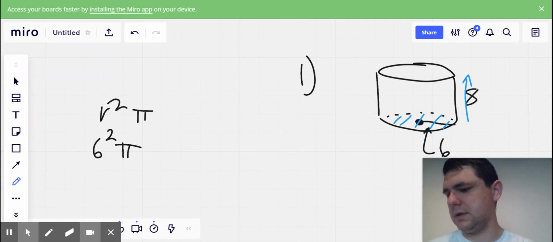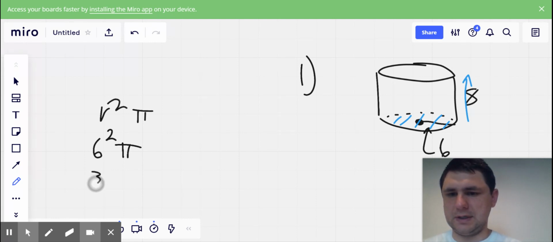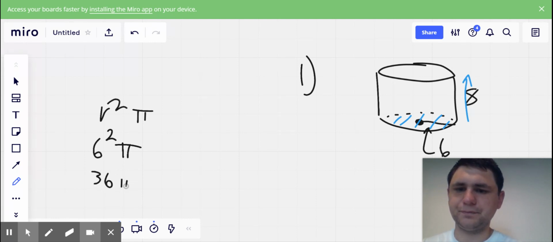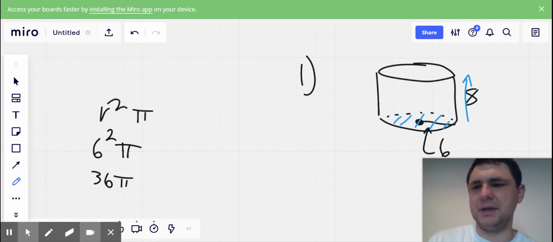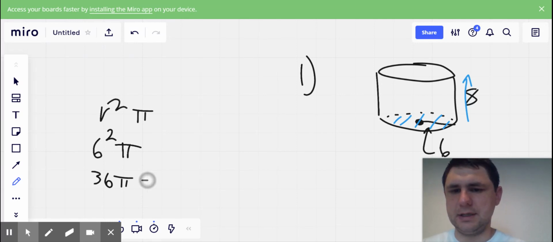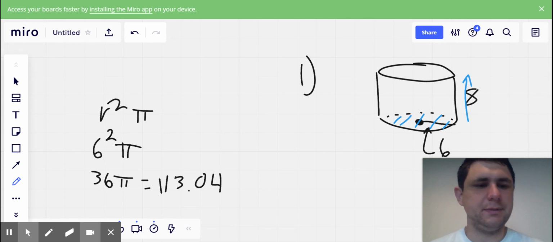And then I'm going to go ahead and plug that into my calculator. So 6 times 6 is 36. Then we're going to say 36 times pi. I'm just going to use 3.14 for pi. And it gives me 113.04. Okay. So 113.04 is the area of the circle.